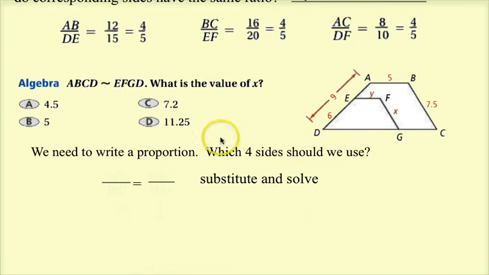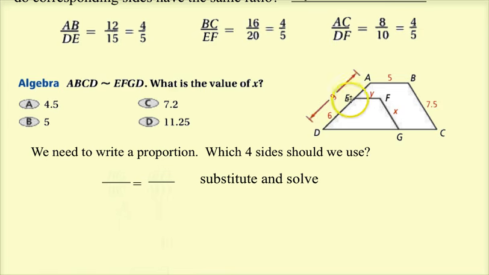And then we just have a problem to do. I want to know if ABCD is similar to EFGD, and what's the value of x. I need to write a proportion. This is a multiple choice question. Let's think about which sides we can use. I want to find x. So x is this side right here, FG. I'm going to use FG, and that matches up to BC. So I definitely have to use FG and BC.